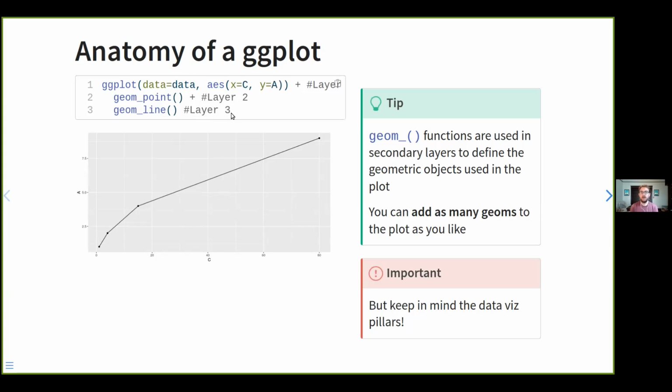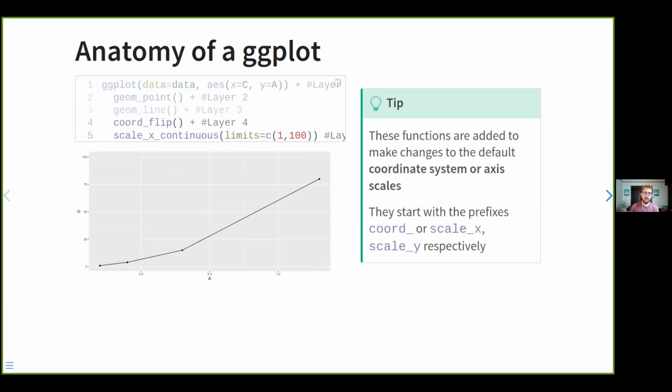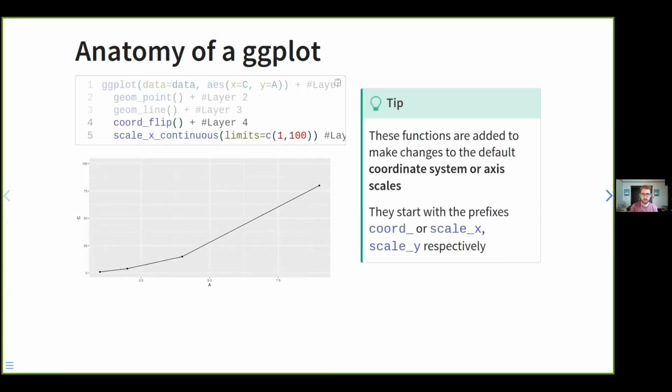And you can switch that around without really changing too much other than what gets laid on top of another thing. And you can add as many of these as you like. You can then start to add other layers. So other types of layers include things that may change the coordinate system. So this chord flip function here is being used to actually flip the coordinates of the entire plot.